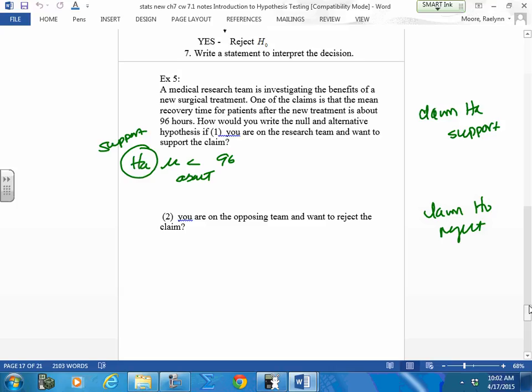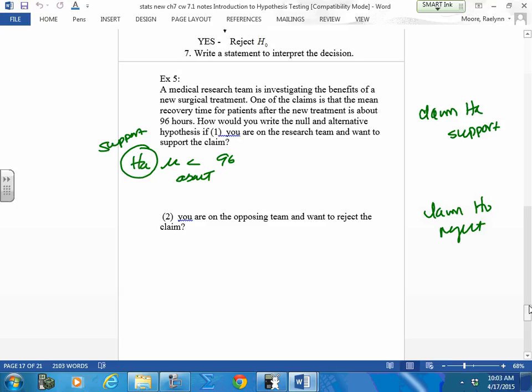Here's what they say. To answer the question, you first think about the context of the claim. Because you want to support this claim, you have to make it your HA, so that the mean recovery is less than. Its complement would be greater than or equal to. Now, I don't want to use the greater than sign, because you wouldn't like to be recovering for more than 96 hours.